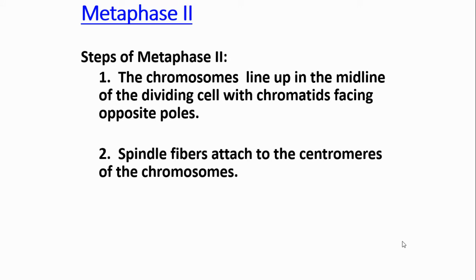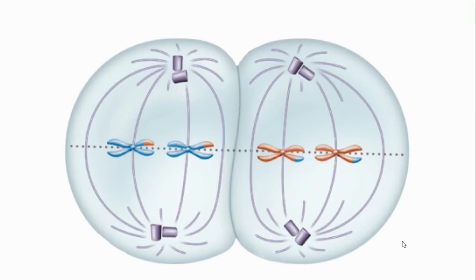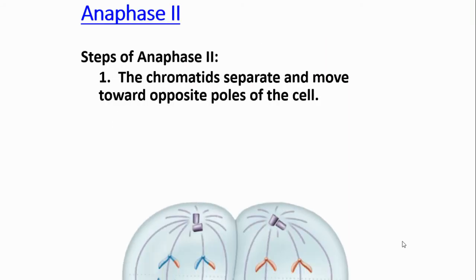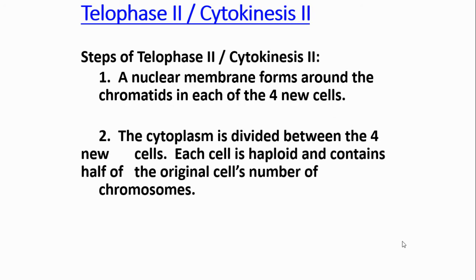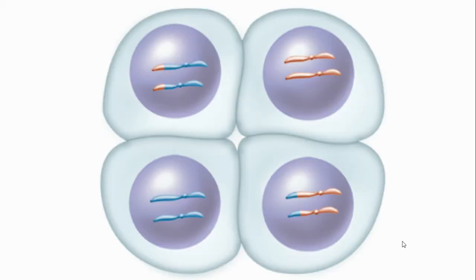In metaphase 2, the chromosomes will be lining up in the midline of the dividing cell with the chromatids facing opposite poles. Spindle fibers are going to attach to the centromeres of those chromosomes. In anaphase 2, the chromatids are going to separate and move toward opposite poles of the cell. And in telophase 2 and cytokinesis 2, a nuclear membrane is going to form around the chromatids of each of the four new cells. The cytoplasm is divided between the four new cells, and each cell is haploid and contains half of the original cell's DNA.